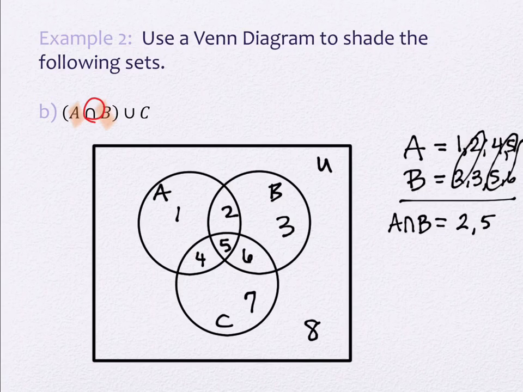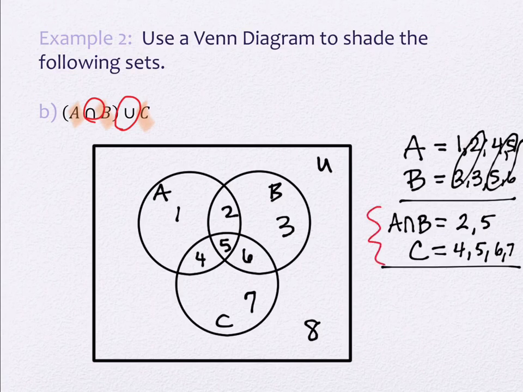I have another set to consider though. I'm supposed to use set C as well. So what numbers are in set C? 4, 5, 6, and 7. So I've taken care of the C part. And then the last thing is to take the union of those last 2 sets, namely the union of the A intersect B that I found and the union of C.